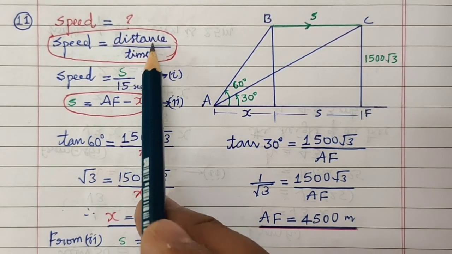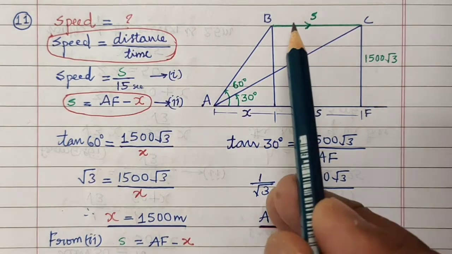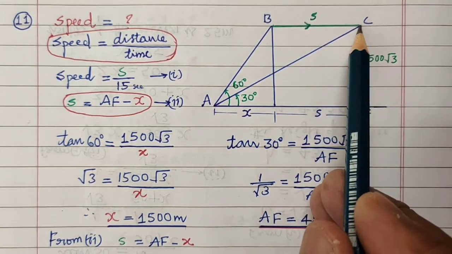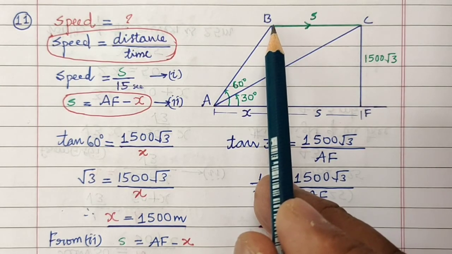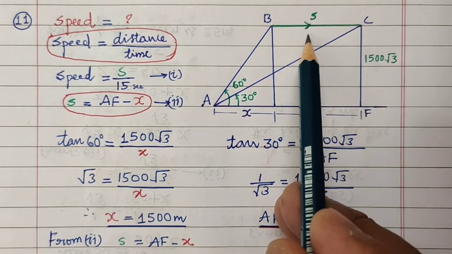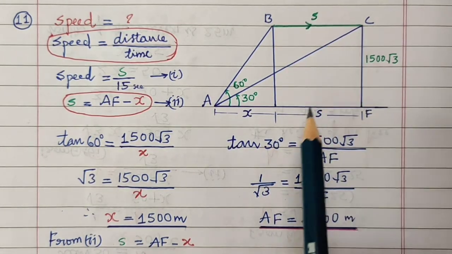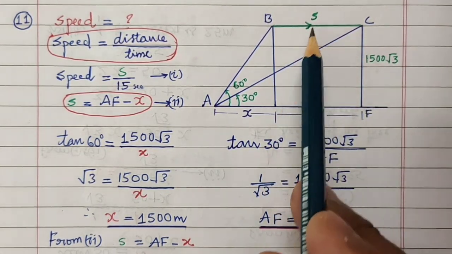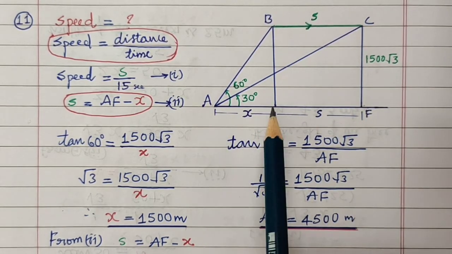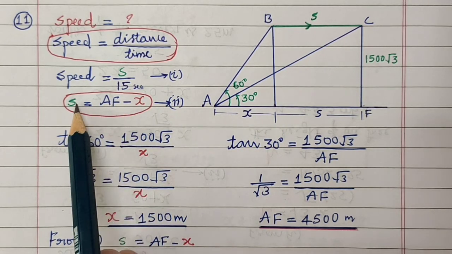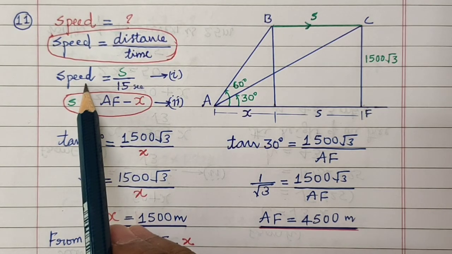Speed is equal to distance traveled divided by time. Speed is s. The distance traveled is from here to here, and we need to find out s. The time taken by the jet plane from B to C is 15 seconds, as given. Because these two are parallel, S is equal to AF minus this X. We can substitute the value of S here, divided by 15, to give the speed of the jet plane.